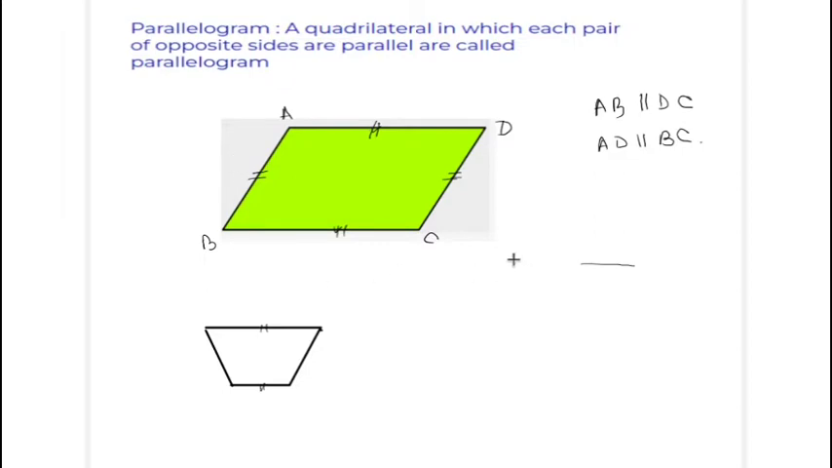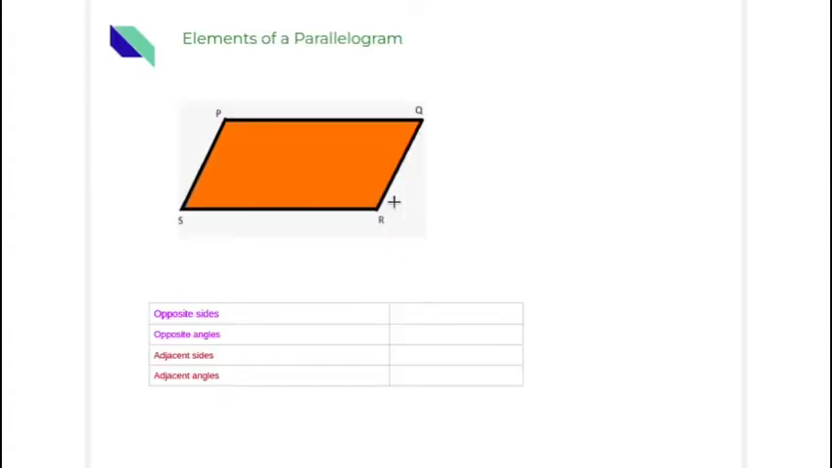In another video, I will show you how to draw a trapezium, a kite and a parallelogram. Today we will only go through the definition, their elements and the properties. Next is elements of a parallelogram. Now we have drawn a parallelogram PQRS. Now we will discuss the elements of a parallelogram.